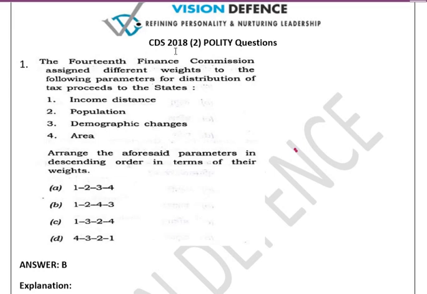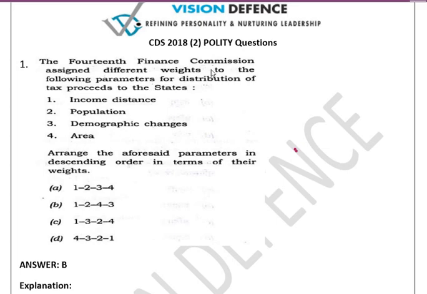Today we are going to discuss the polity questions asked in CDS-2 2018, conducted on November 18, 2018. First question. The 14th Finance Commission assigned different weights to the following parameters for the distribution of tax proceeds to the states. Arrange the four parameters in descending order. What are those parameters? Income distance, population, demographic change, and area.